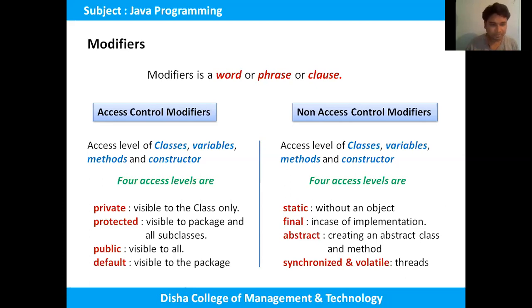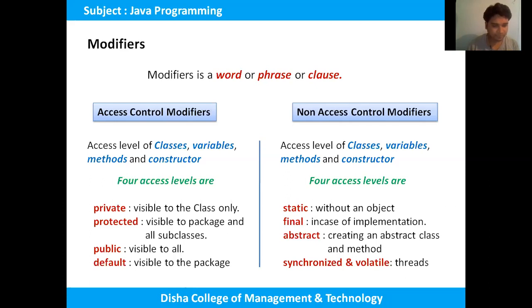Similarly, final is also a non-access modifier. Basically, it is used for finalizing the implementation of classes, methods, and variables. So basically, final is used in inheritance. When we implement inheritance, we use final. In other cases we also use final, because in some cases a final variable's value cannot be altered. We'll see later on.